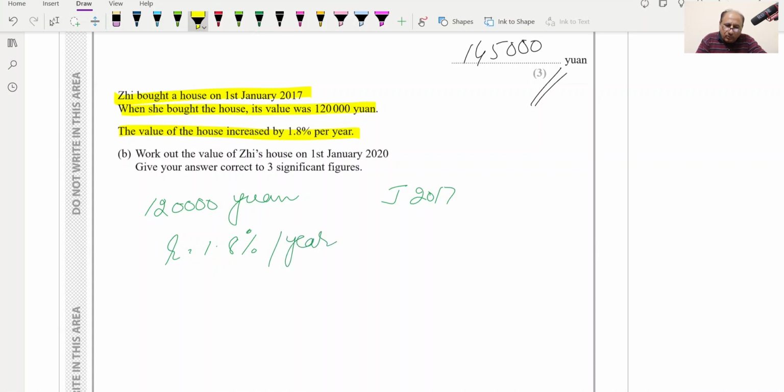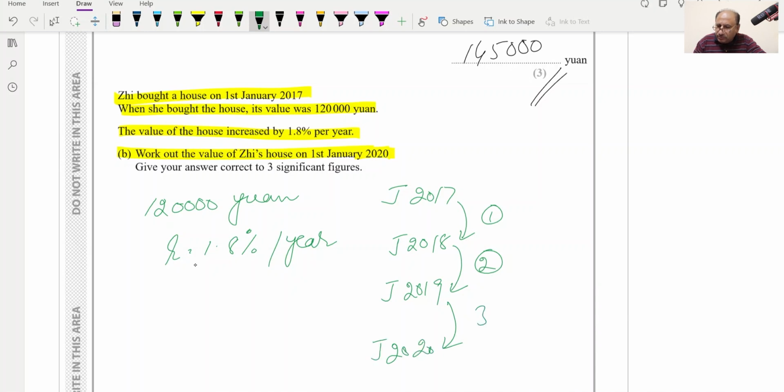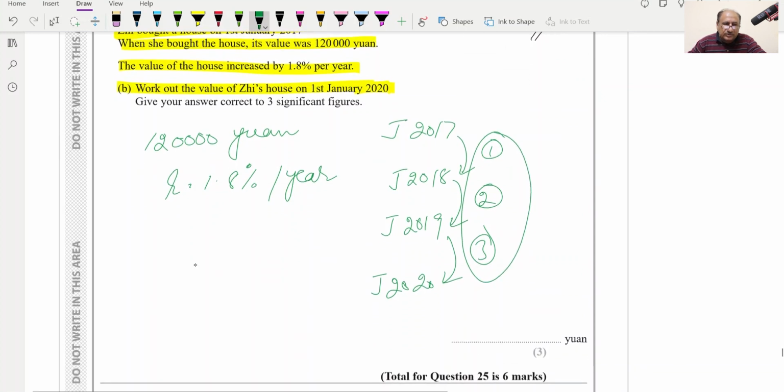Then work out the value of this house on 1st Jan 2020. So up to 1st Jan. So from Jan 17 to Jan 18, it will be 1 year. From 18 to 19 Jan, it will be 2 years. Sorry, this should be 19. And from 19 to 2020 Jan, it will be 3 years. So total of 3 years time duration we will consider, and amount we know.